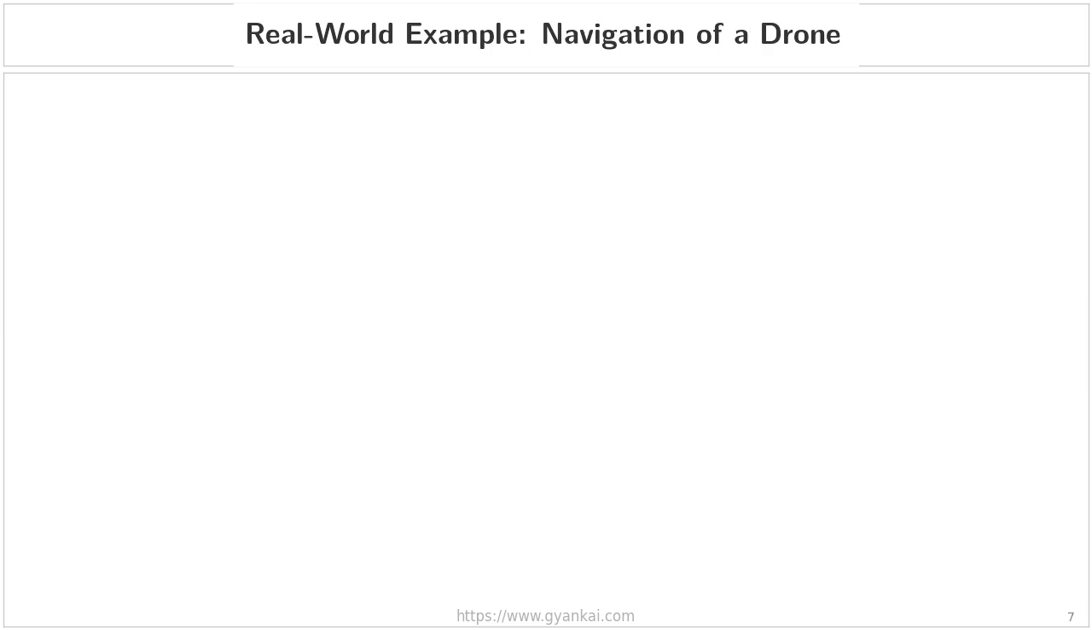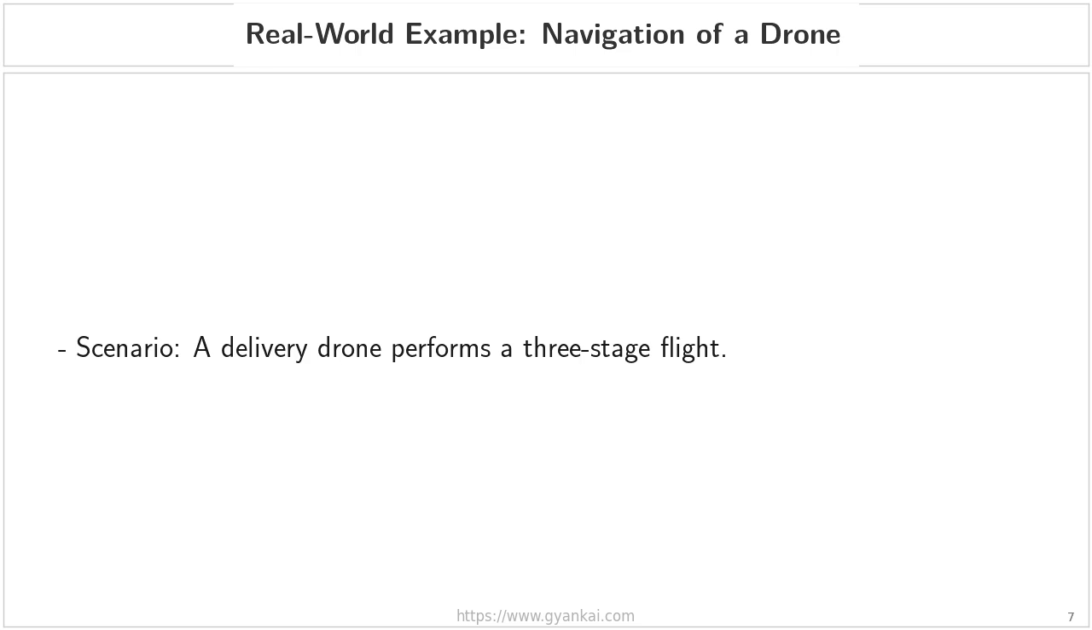Real-world example: navigation of a drone. Now that we have seen the geometric proof using points P, Q, R, and S, let's step away from the abstract diagrams and look at how this applies to a real-world scenario. Imagine a delivery drone performing a three-stage flight.